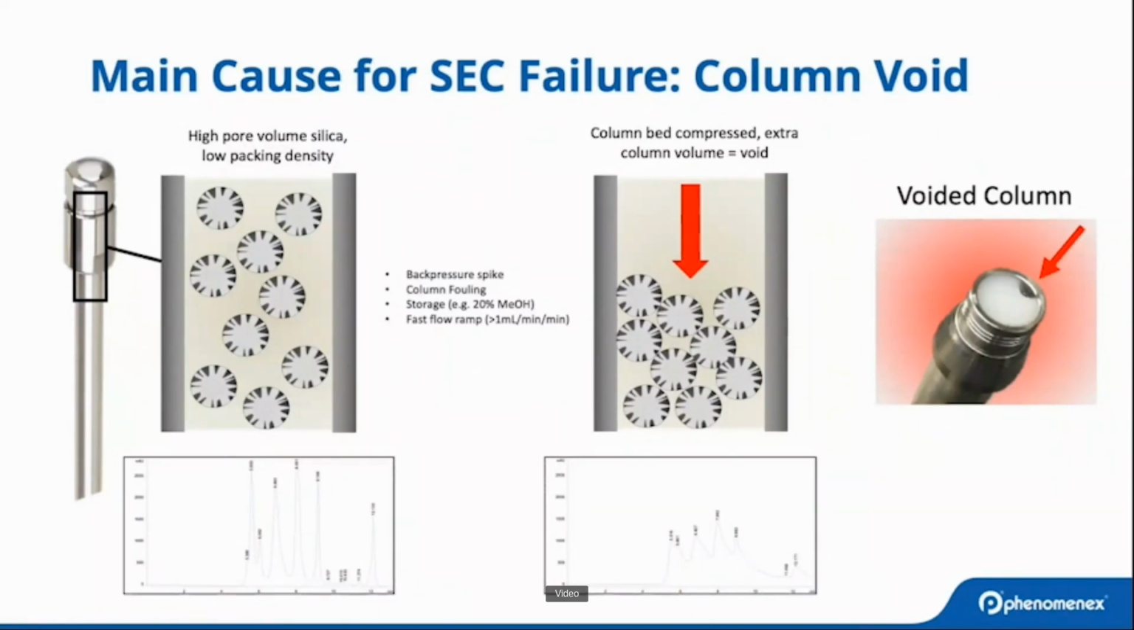And worst of all, some of the columns are packed better than others. And this is why you can see this column to column difference depending on how mechanically strong the individual column is.